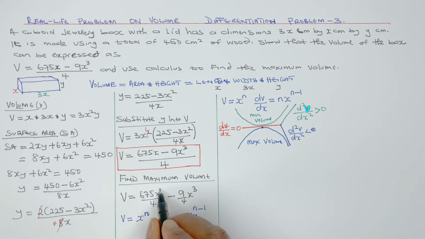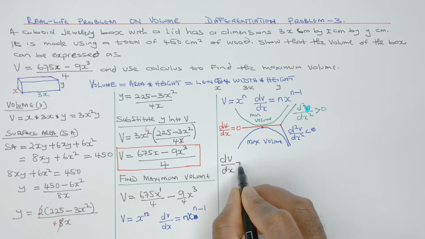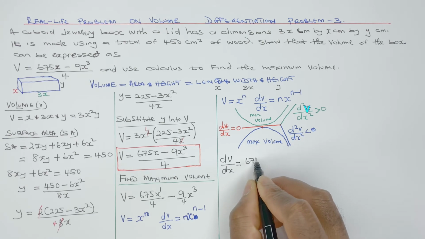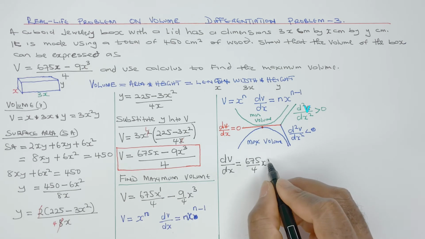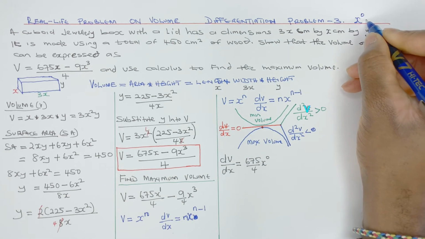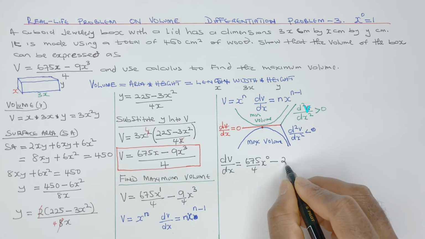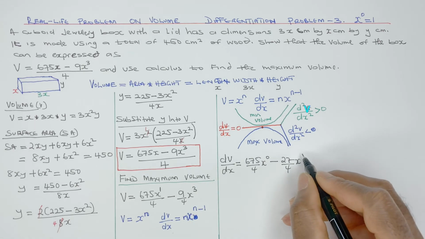This is to the power of 1. So dV/dx will be equal to 1 times 675 over 4. That would be 675 over 4, x to the power 1 minus 1, 0. We know that anything to the power of 0 equals 1. Then minus 3 times 9 over 4. That would be 27 over 4, x to the power 3 minus 1, 2.